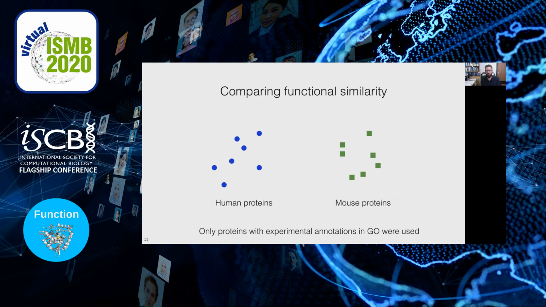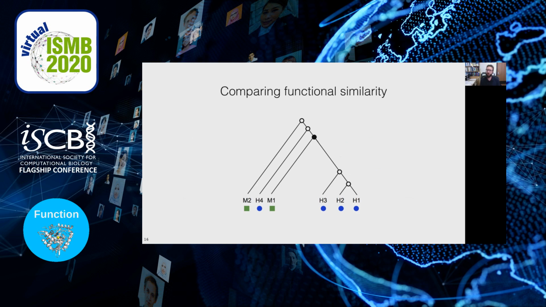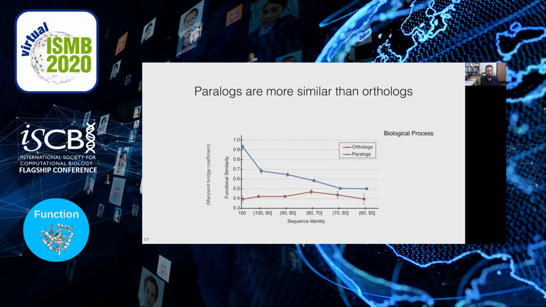We took mouse proteins with experimentally annotated functions so that we could compare how well the functions were in common between these two organisms. We use these two because they both have a lot of experimental annotations and because we have good evolutionary relationships. We can recreate the evolutionary relationships among orthologs and paralogs quite accurately, so we can compare orthologs and paralogs between these two species. And here's what we found.